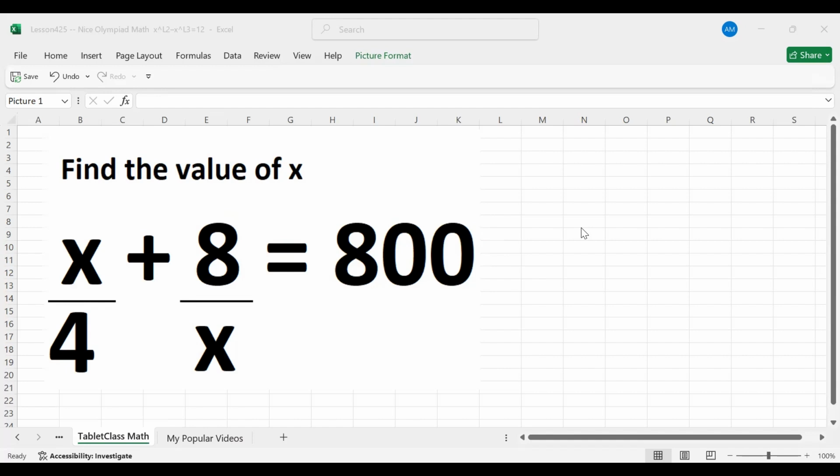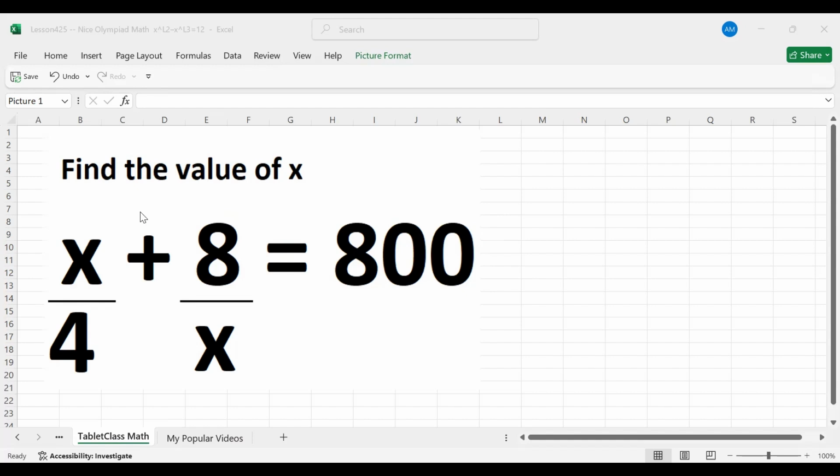This is a series of videos we are making just to show how we can use the functionalities of Excel to work out problems. So thanks to Tablet Class Maths, they have a very nice series of videos on this subject.